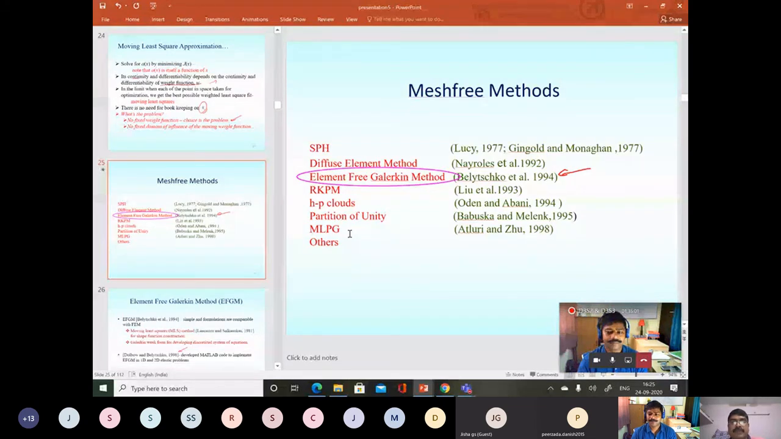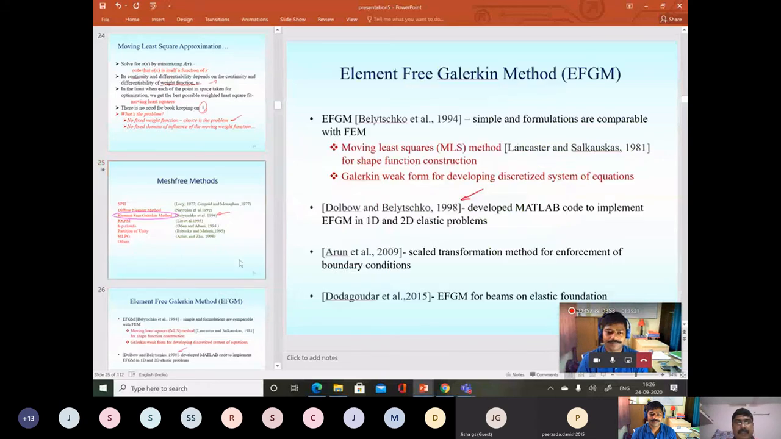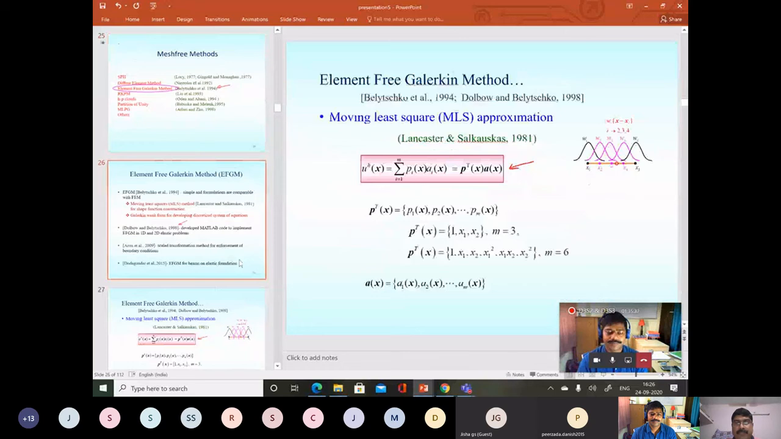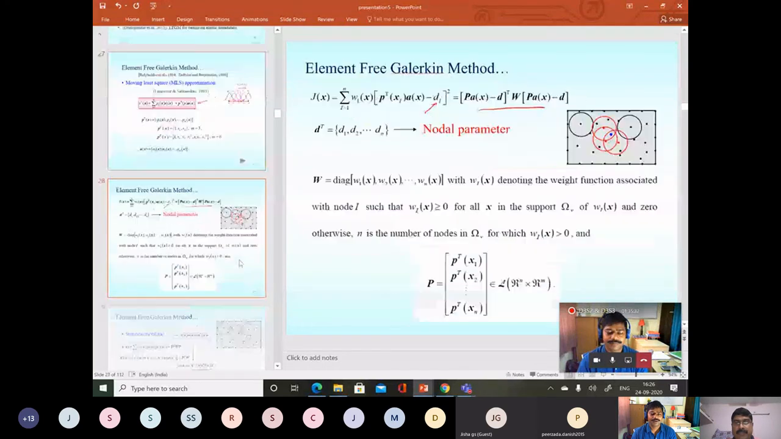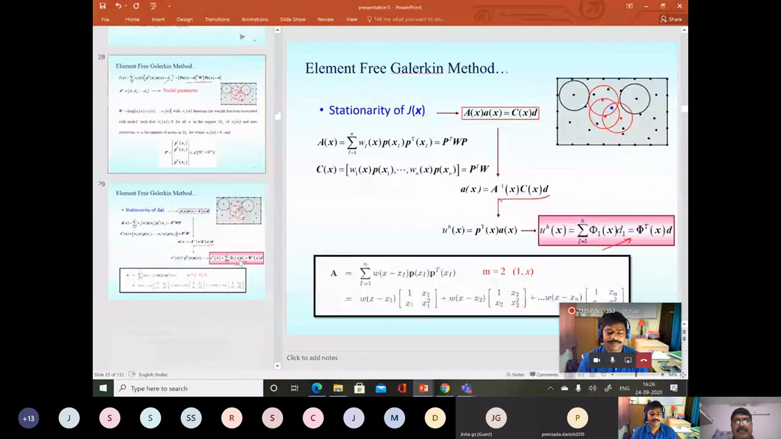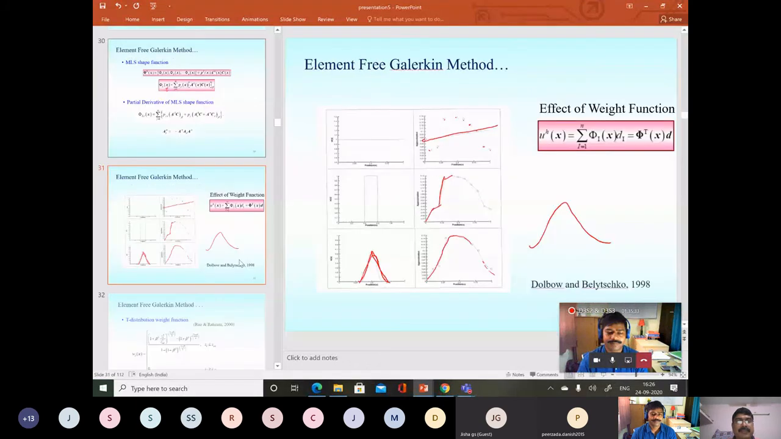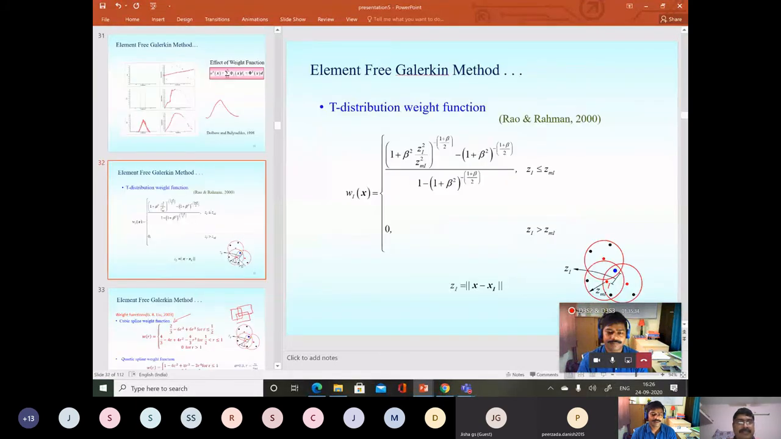Okay. Yes, please continue. So if you want to have an idea of all these methods, you can refer to G.R. Liu's book. I think I mentioned it somewhere. He has written a book on this. We can get that reference if we follow your lecture.